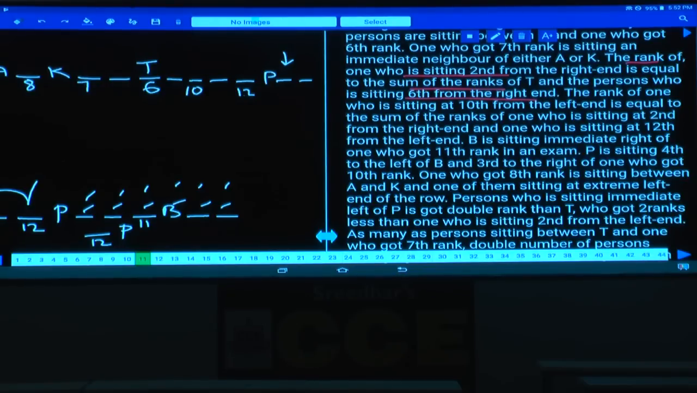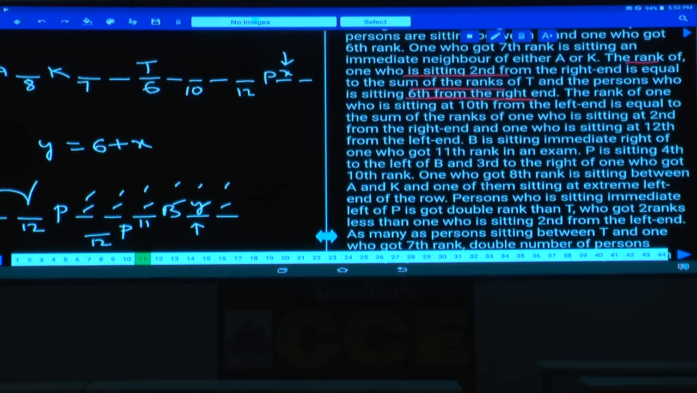Now if you take this person sixth from the right hand as X, and T, now second to the left of B. This person's rank, second to the left of B, if you take this person as Y. Second from the right hand side is Y. This Y must be equal to how much? The rank of T and this X, T plus X, and the person who is seated sixth from the right hand.